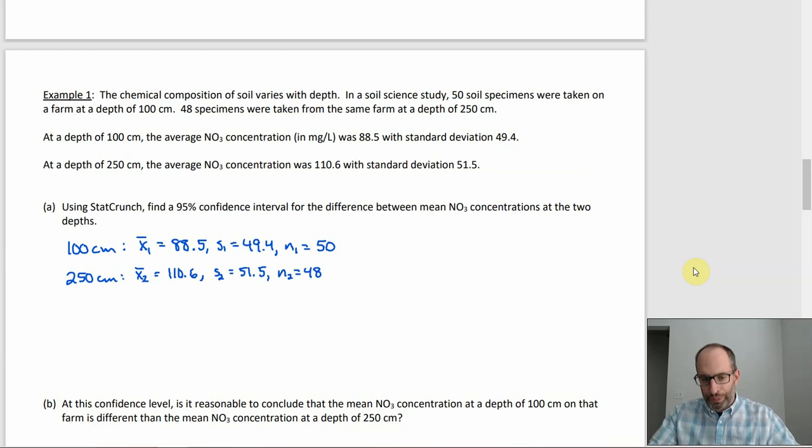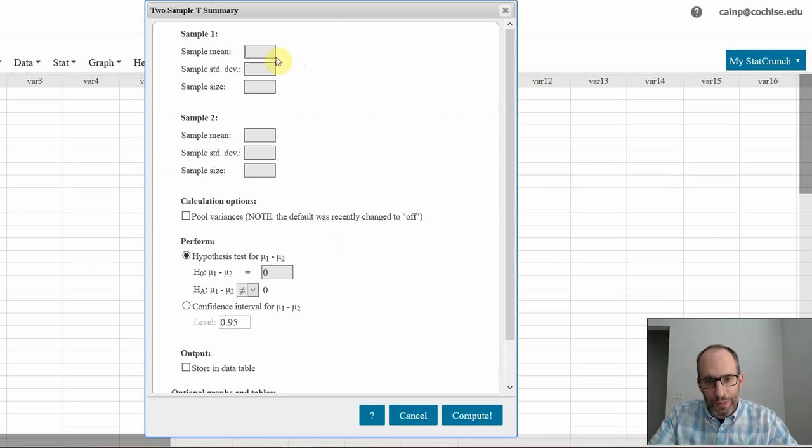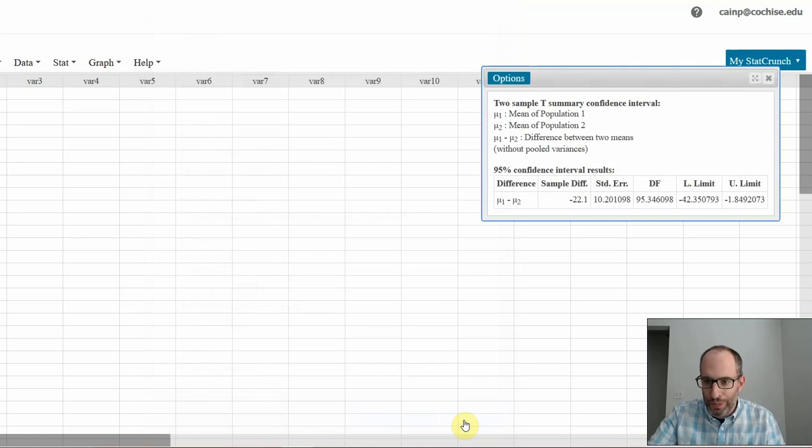All right, then if we go to StatCrunch, we just have to put in the sample values for this first sample, then the second sample. So that's what we're going to do. First sample was 88.5, 49.4, and 50, and then 110.6, 51.5, and 48. Then we want a confidence interval, and we're looking for a 95% confidence interval, so I don't have to change the level. And if I click on compute, there we go. We've got our endpoints at 3 places each, negative 42.351 and then negative 1.849.